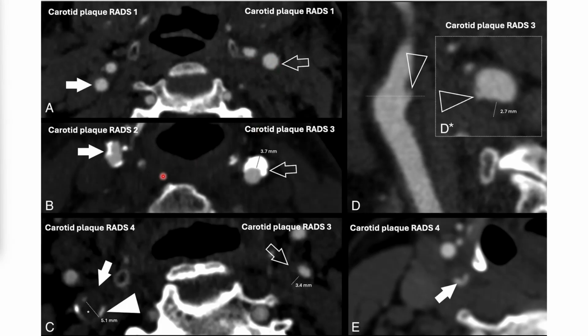In panel B, on the patient's right, there is plaque, but it measures less than 3 millimeters in thickness and doesn't have any ulceration or complicated features, so it's Plaque-RADS 2.